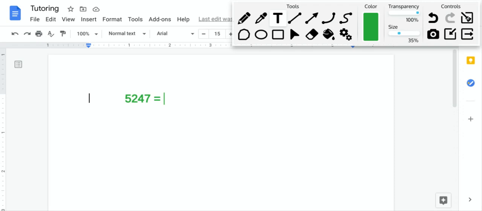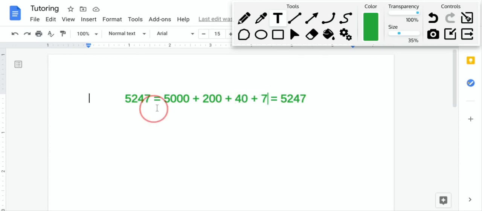Okay, so let's see if you've gotten the right idea. The answer would be 5,000 plus 200 plus 40 plus 7. And you don't really have to add these up. You just have to write it like this. You already know the answer is going to be 5,247 because that's how you're constructing the number.